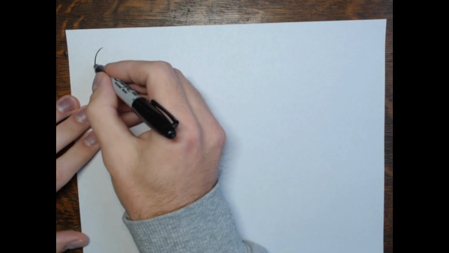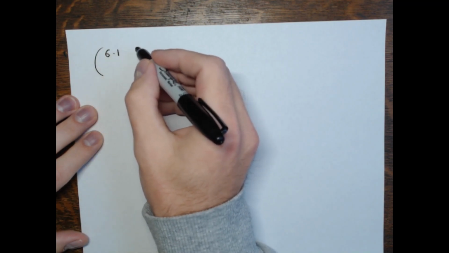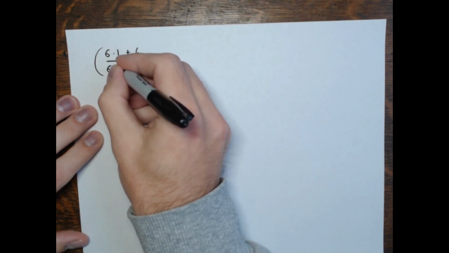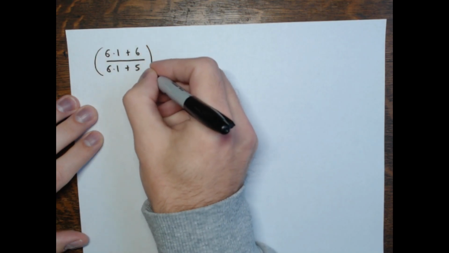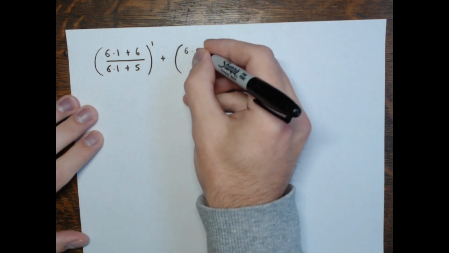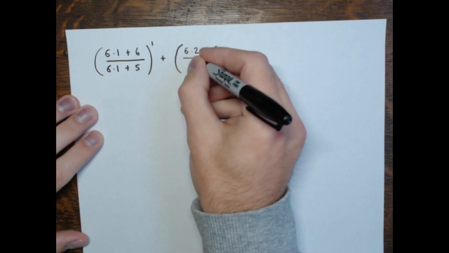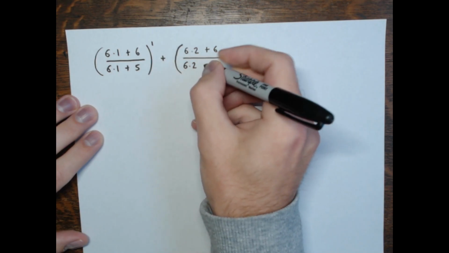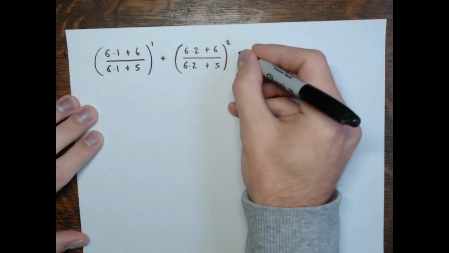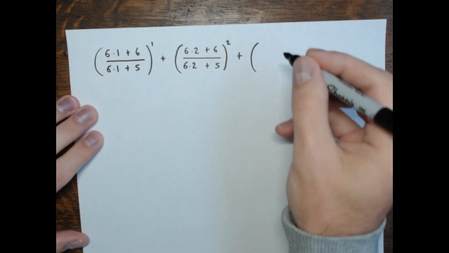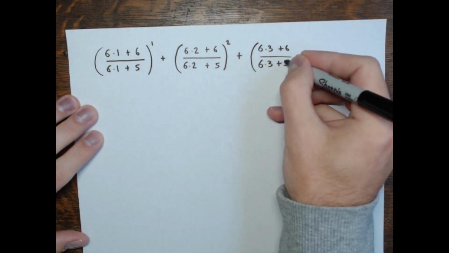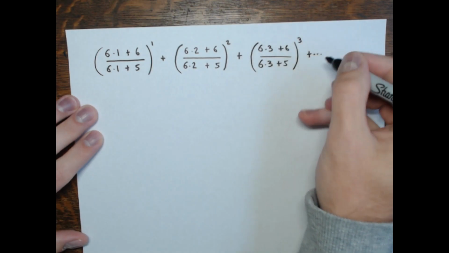So here's the series we're given. The first term of the series is (6 times 1 plus 6) divided by (6 times 1 plus 5), all to the 1 power. Plus, the next term of the sum is (6 times 2 plus 6) divided by (6 times 2 plus 5), all to the 2 power, plus, and then I'll just do one more. I know they have 4 of them there, but (6 times 3 plus 6) divided by (6 times 3 plus 5), all to the 3 power, right?